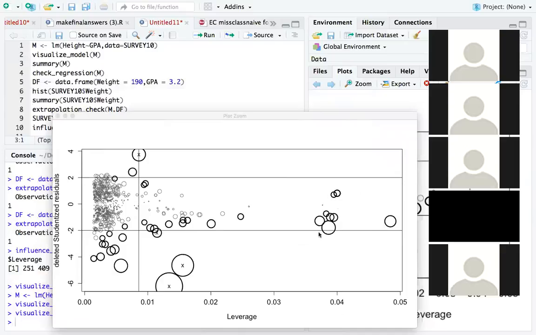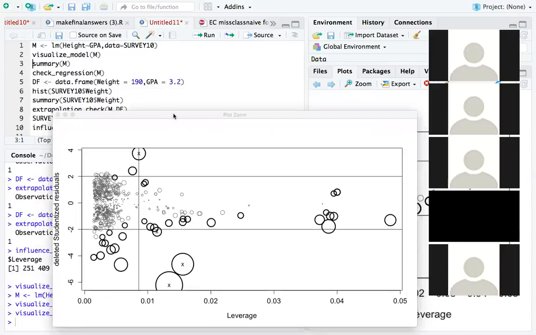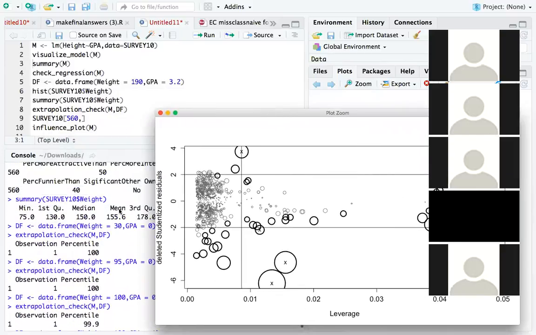This is our most extreme. I'm guessing that these are most of the points with GPAs of 0 because that's a very big thing. But then this person had a crazy weight. This is the bivariate leverage. It's hard to think about leverage when you have two variables, but it's being extreme in your weight and being extreme in your GPA.